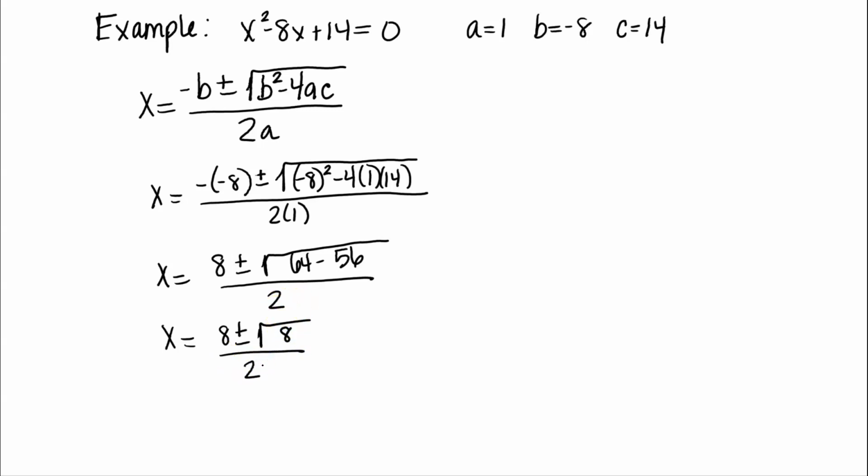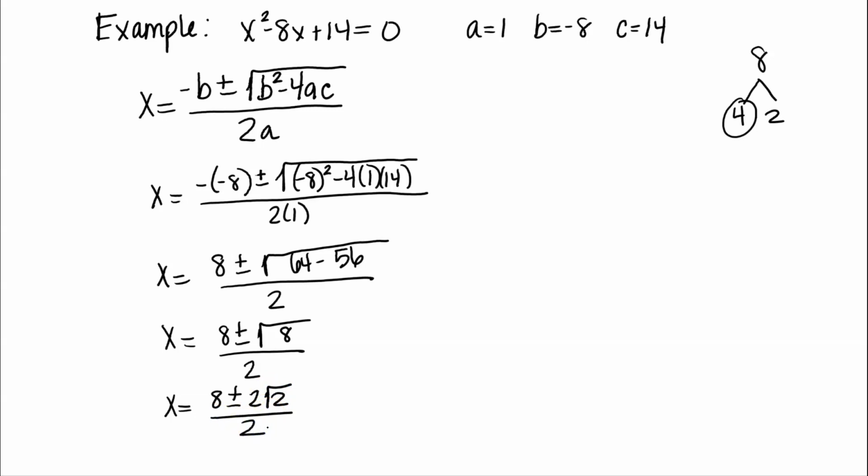divided by 2. The square root of 8 can be simplified to 2 radical 2. We've talked about taking any square roots out. If I look at the number 8, 8 is 4 times 2. 4 is a perfect square, so I can take the square root of that. So x equals 8 plus or minus 2 radical 2 divided by 2.